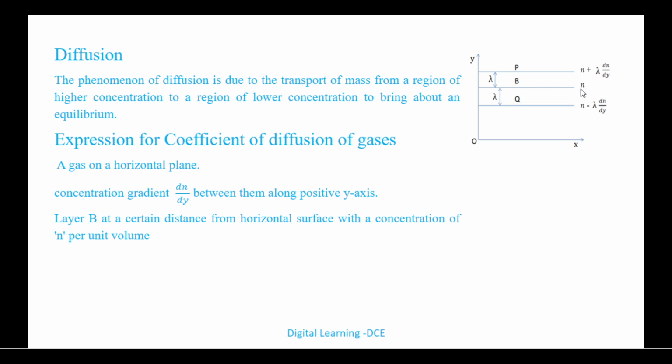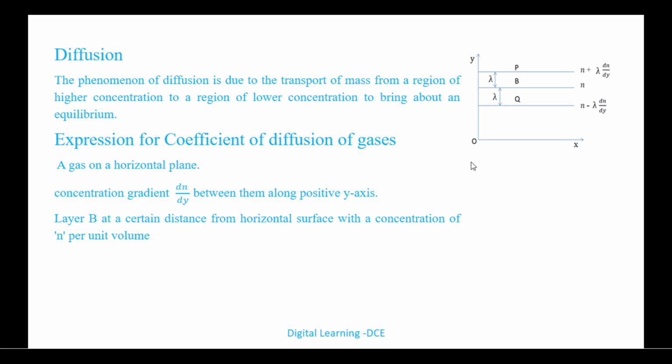Then here the term dn by dy is the concentration gradient, that is the difference in number of molecules between the gas layers, which is represented by the term concentration gradient, dn by dy. In the vertical direction, that is along the y axis, the concentration increases.